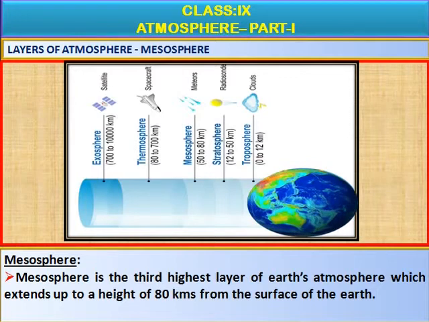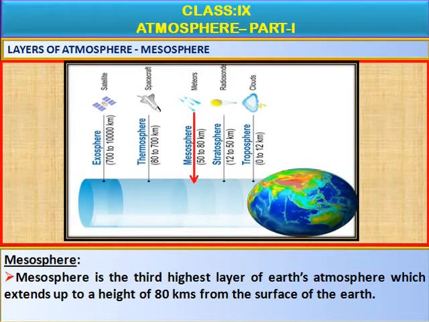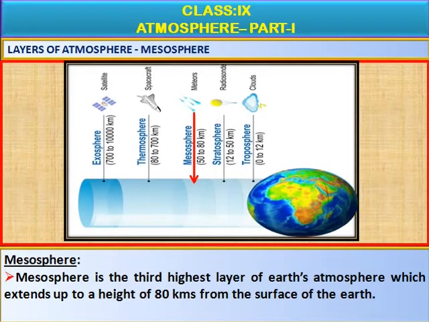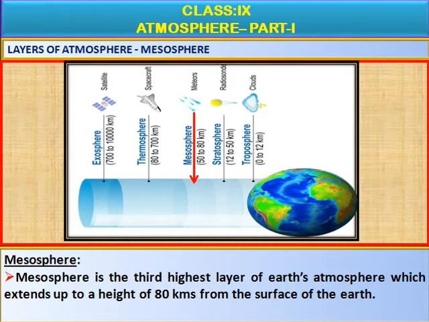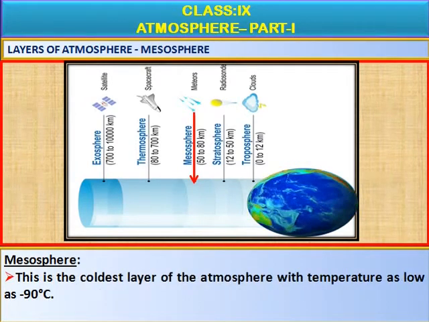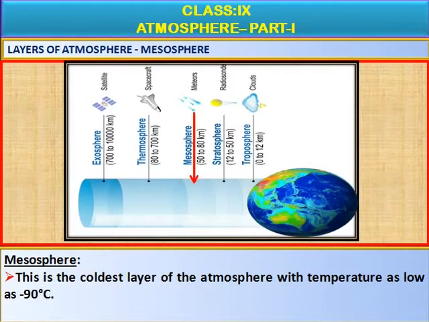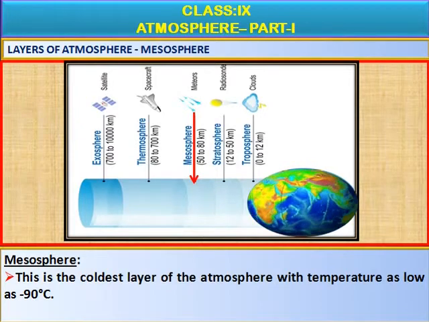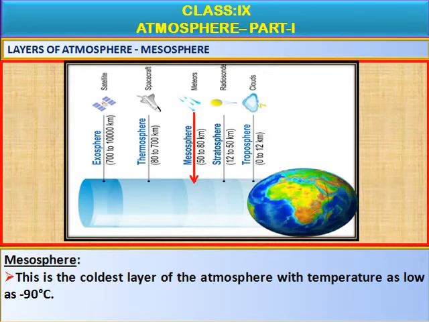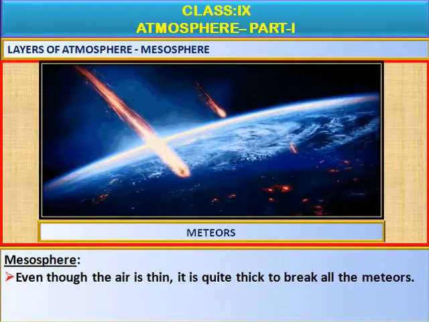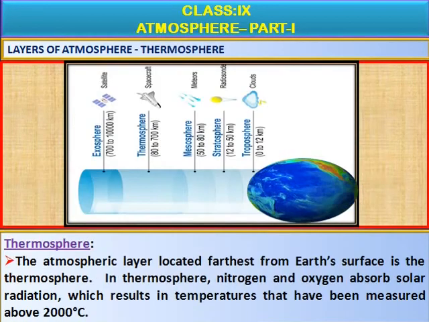Now mesosphere. It is the third layer of the Earth's atmosphere, which extends up to a height of 80 kilometers from the surface of the Earth. This is the coldest layer of the atmosphere, with temperature as low as minus 90 degrees Celsius. Even though the air is thin, it is thick enough to burn up most meteors.